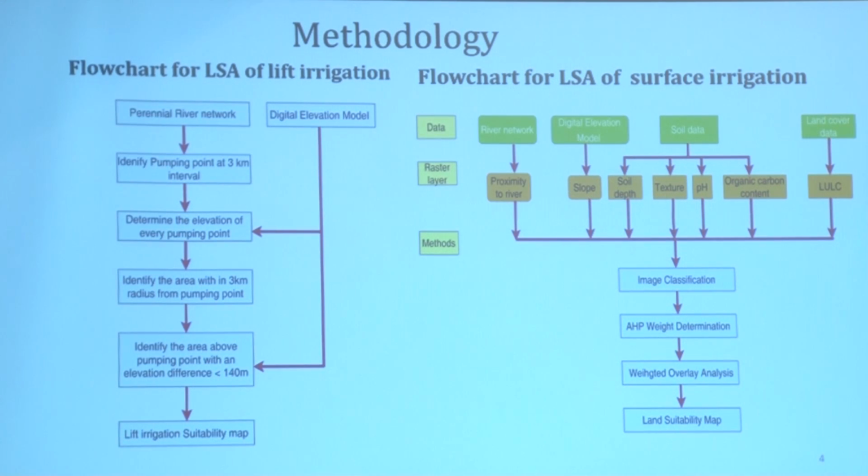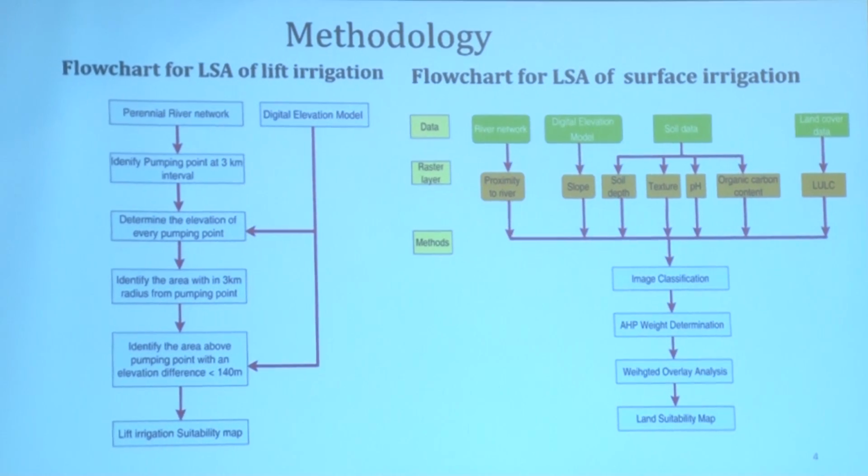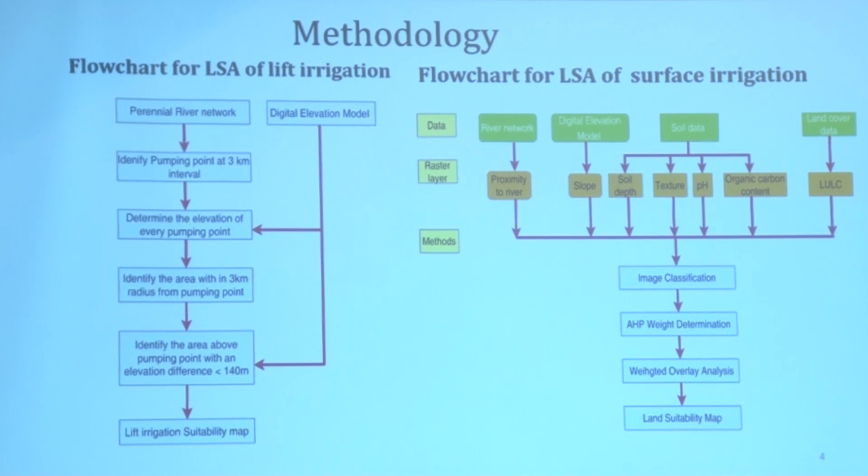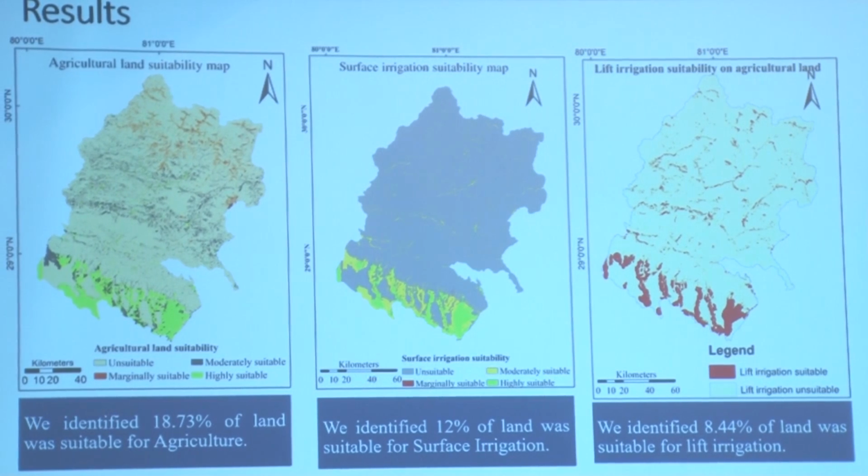In a similar manner, for surface irrigation land suitability analysis, one additional parameter is considered, which is proximity to river as a water source. Other parameters and methodology are the same as I already explained. For lift irrigation land suitability analysis, first of all I determined the perennial river network. Then I identified every pumping point.